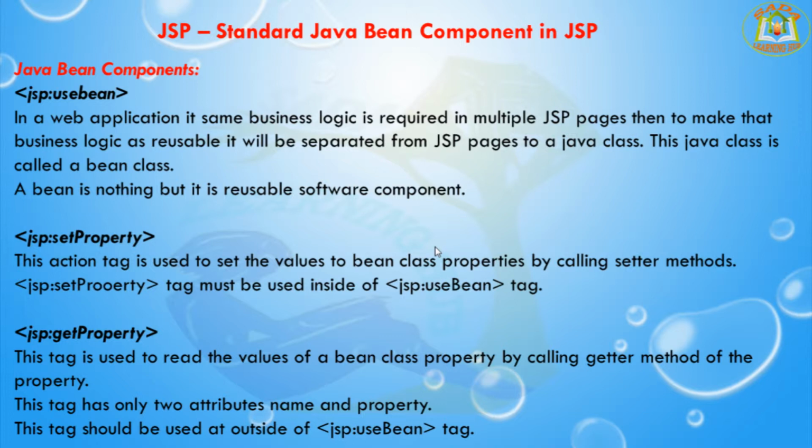In JSP to Java Bean communication, JSP is a public file and a Java Bean is a private file because a Java Bean is stored in the classes folder.